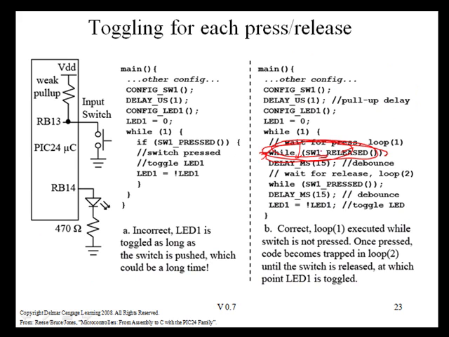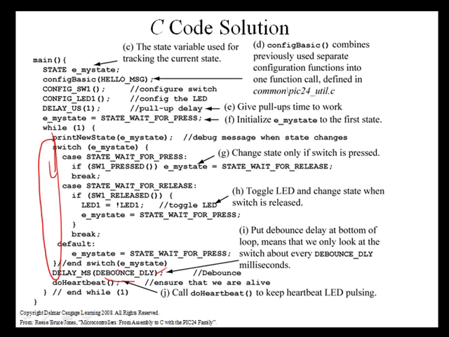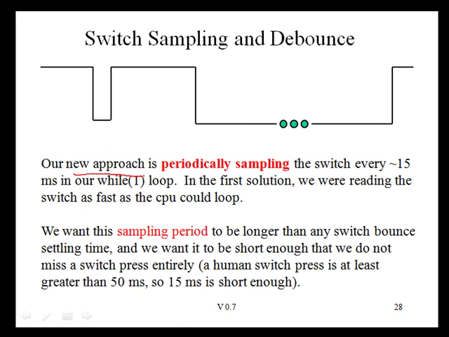In this example back here, we were reading the switch just as fast as the PIC could loop through this loop, continually checking the value of the switch. Remember that we have this delay because of bounce in the switch. So let's take a little closer look at how the sampling works with switch bounce. Our new approach is to periodically sample the switch every 15 milliseconds in our while loop. In our first solution, we were reading the switches as fast as the CPU could loop. Let's see how this works with switch bounce.